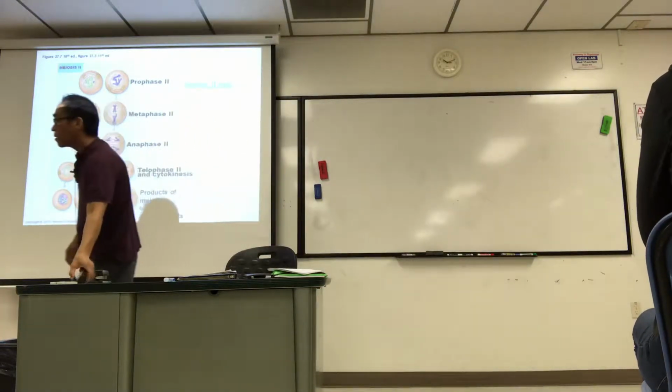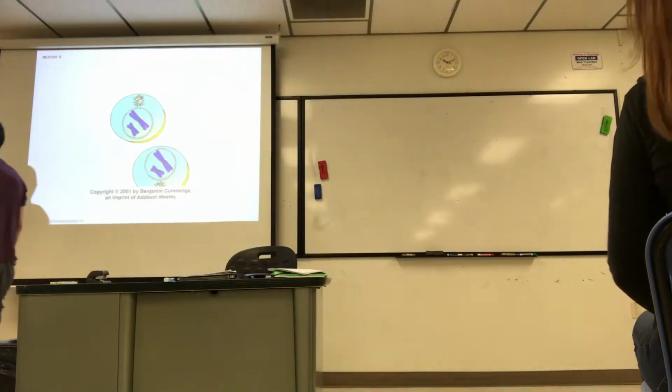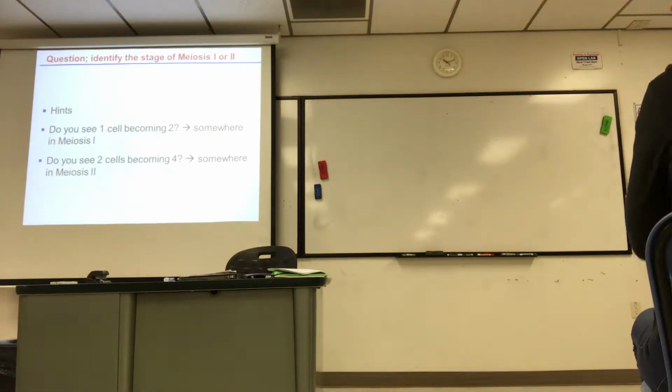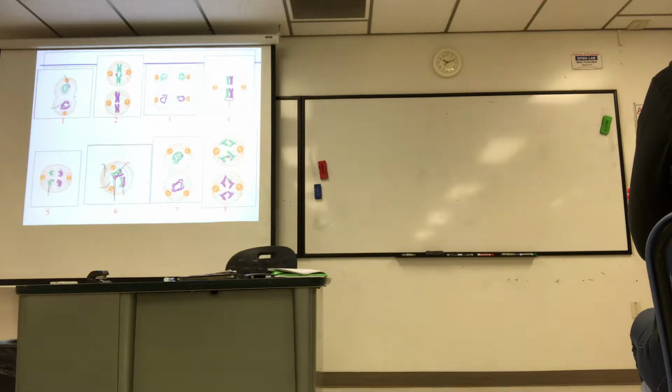Okay, continuing on. You'll start to get practice trying to identify different phases of meiosis. The hint I gave you was, the general thing is if you see one cell becoming 2, you're in meiosis 1; 2 cells becoming 4, you're in meiosis 2. So take a minute, just in your notes, and see if you can identify 1 through 8. Go ahead and talk it out with your neighbor if you want.